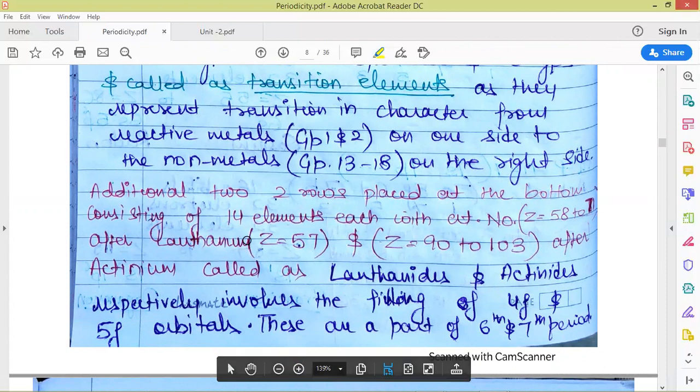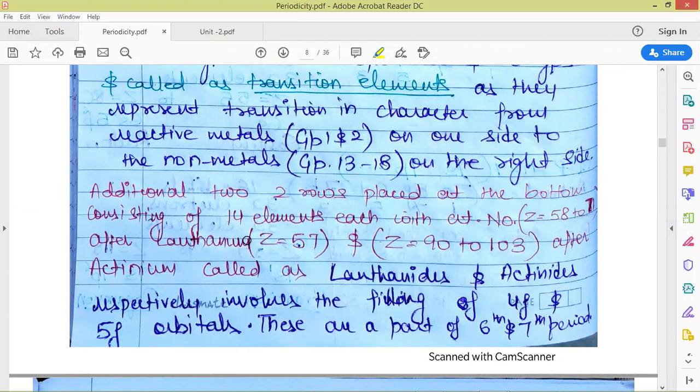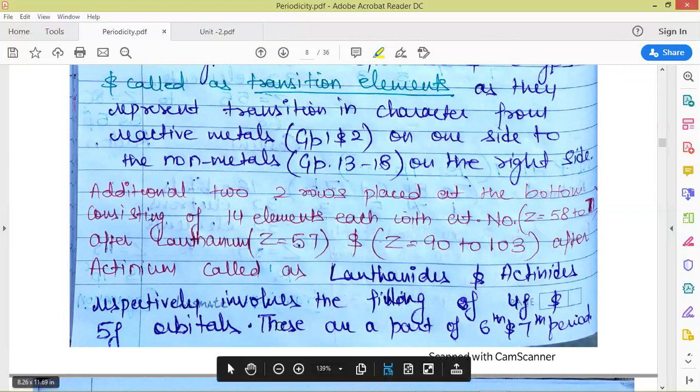Next are the additional 2 rows placed at the bottom, consisting of 14 elements each, with atomic numbers 58 to 71, which occur after lanthanum and are called lanthanides. And the next, where filling of the 5f subshell occurs, are the 14 elements from atomic number 90 to 103, which occur after actinium. These are called actinides. These involve the filling of 4f and 5f subshells.